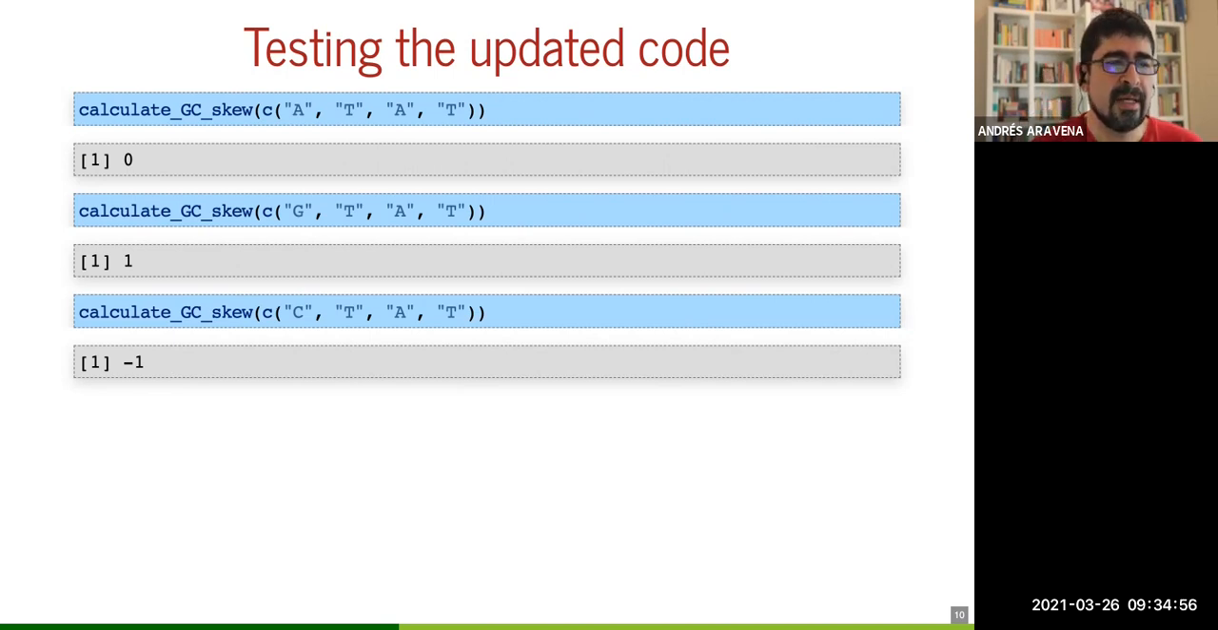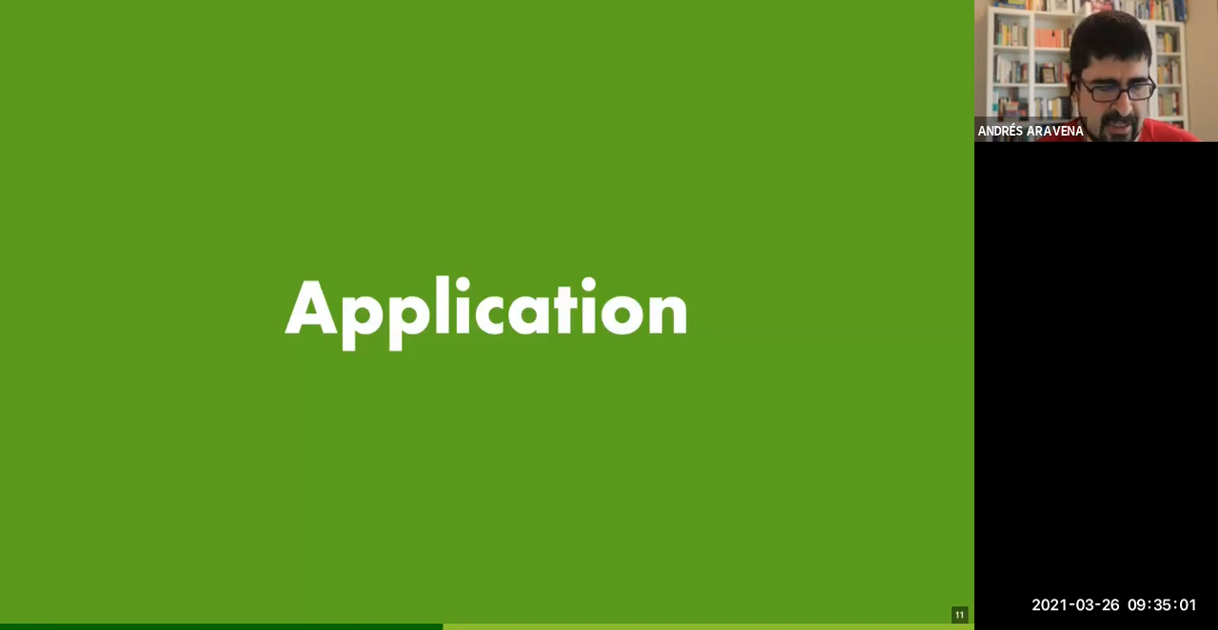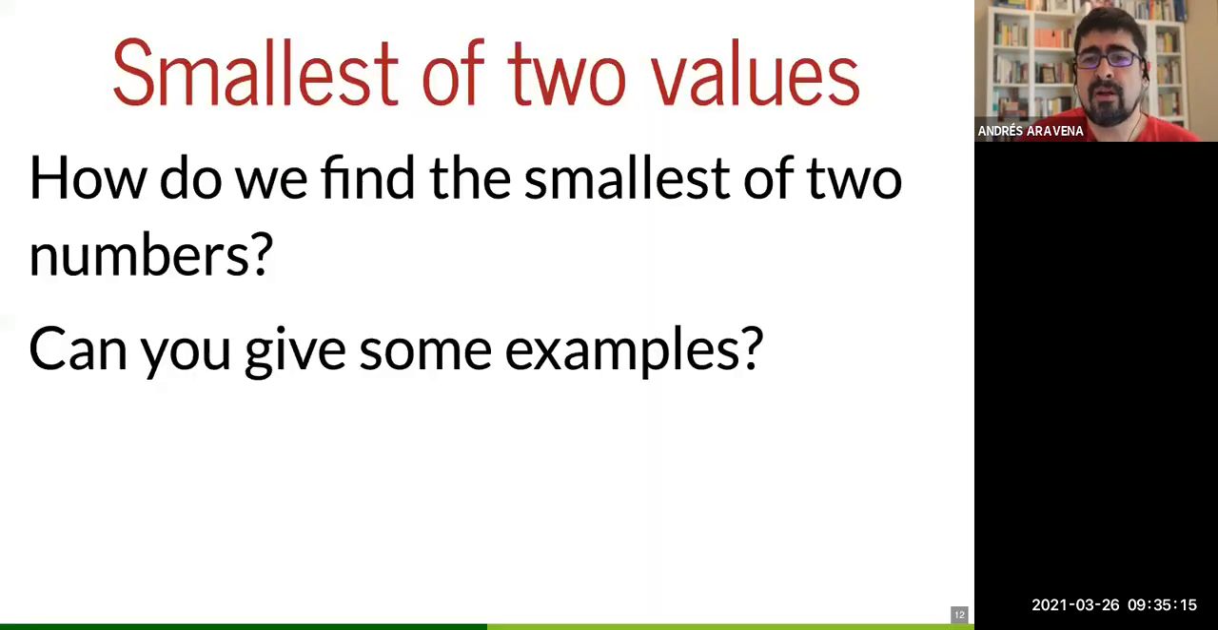Okay, so let's make an application here. It will be very easy, and you will find it silly, but believe me, people have problems with this. In the previous classes, in the previous years, people had problems with this. Smallest of two values. How do you find the smallest of two values? Can you give me an example? I want to make sure that you understand this question. Tell me, dear people.